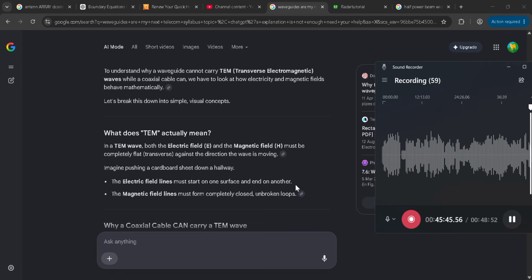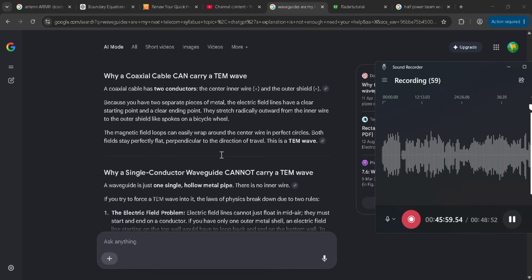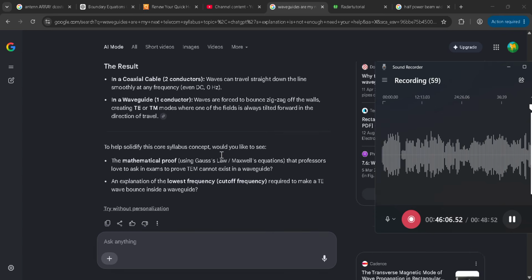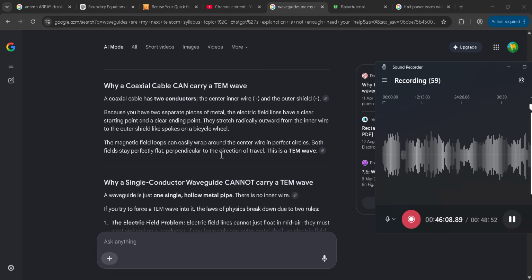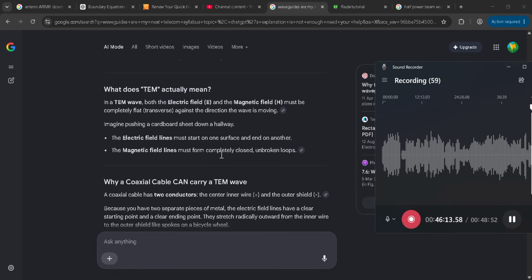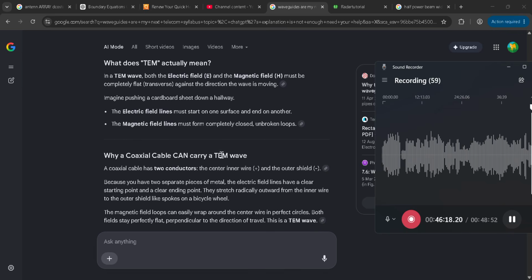There is no inner wall. If you try to force a TEM wave into it, the waves break down. The electrical lines cannot just float in mid-air; they must start and end on a conductor. If you have only one outer metal wall, an electrical line starting at the top wall would have to loop back and enter the bottom one. To do that, the line has to run forward or back, which is no longer flat, transverse.